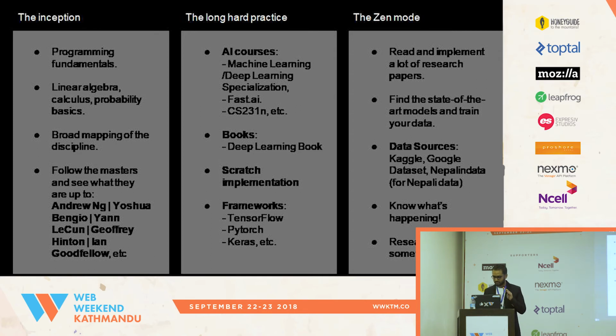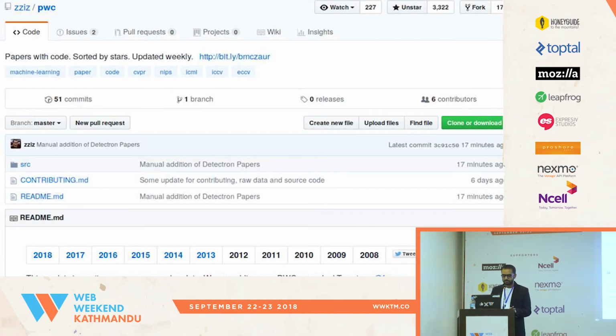Then there is the Zen mode, where you need to do a lot of research, a lot of hard work, and you need to find the state-of-the-art models and train your data in a similar way. So this is a very, very hard process, but actually getting to the Zen mode would be really interesting. And I'm not even in the Zen mode. I'm not even in the long hard practice, maybe probably the second part. We have Papers with Code. This is a repository which contains all the deep learning papers with the implementation. So one should check this out if they are going to learn about these things.